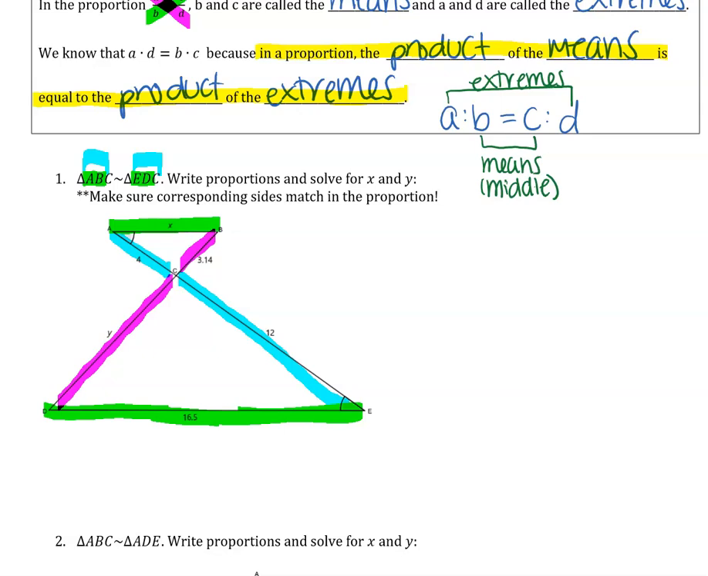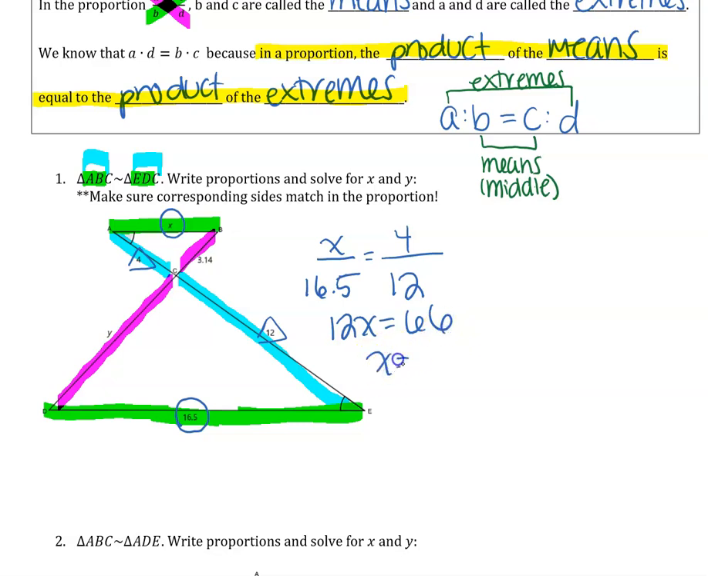All right, so let's say we want to solve for X first. I see that X corresponds to 16.5, so I'm going to write that down first. Then I need something that matches up. If I go back to the smaller triangle ABC, I know 4 corresponds to 12. So again, this is small triangle to big triangle, and everything matches up. If I cross multiply, this is 12x equals 66, so x equals 5.5. I'm just going quickly through the algebra. I know you can multiply and divide.